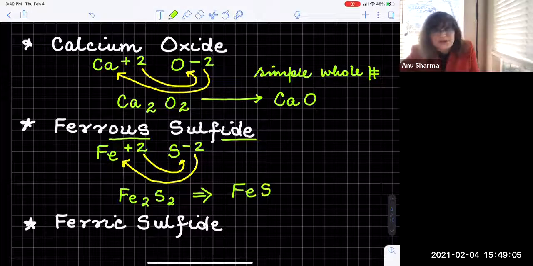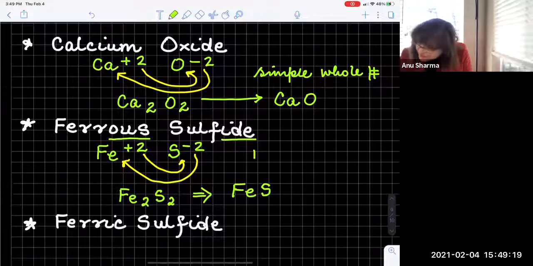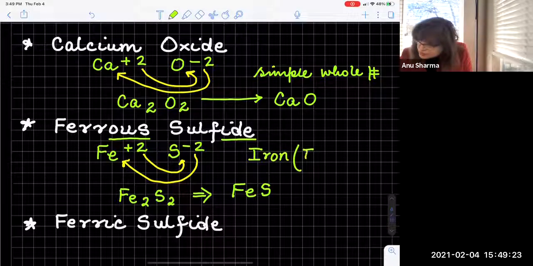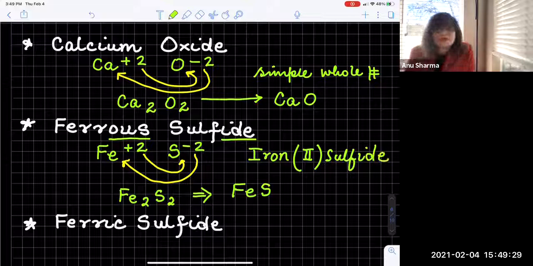You see the interesting part? Iron has +2 charge, sulfur has -2 charge, but the formula is just FeS, because those charges cancel out, and you make it into a simple whole number. The name of this is going to be iron(II) sulfide. That's the next name.